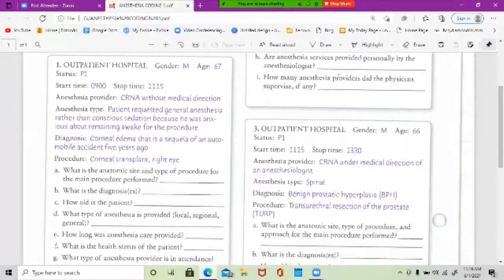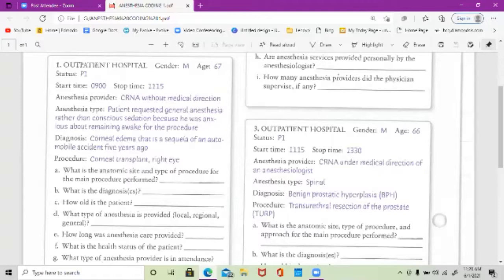So it's outpatient hospital. The gender is male. His age is 67 and his status is P1. So what is P1? P1 is a normal, healthy patient. The time that the anesthesiologist started was 9 o'clock. Stop time was 11:15. The anesthesia provider was a CRNA without medical direction.